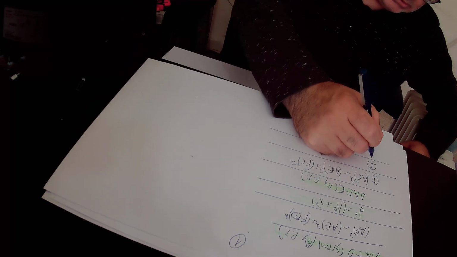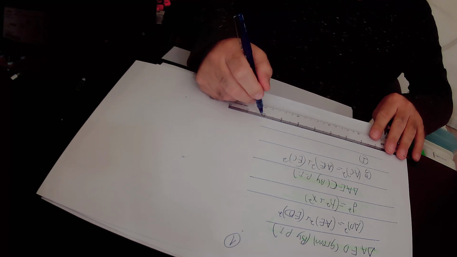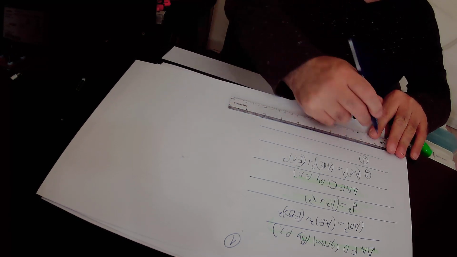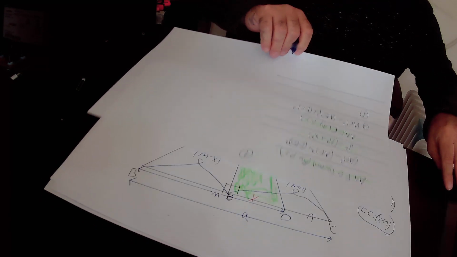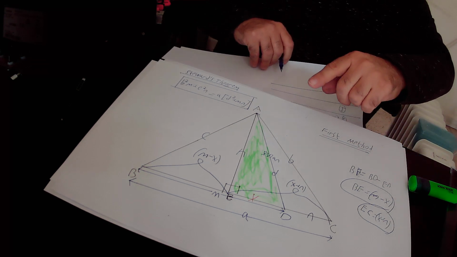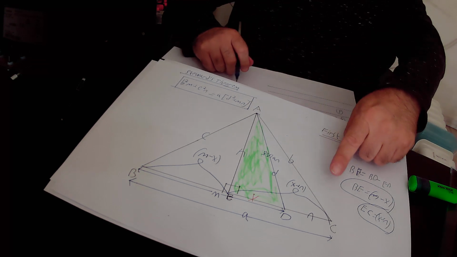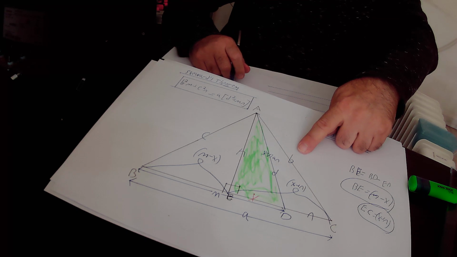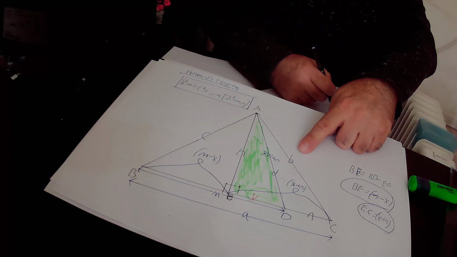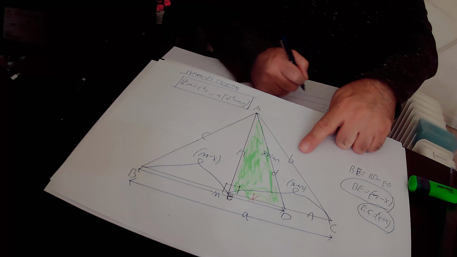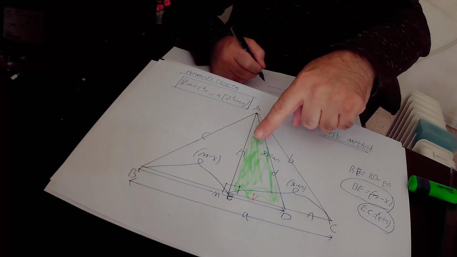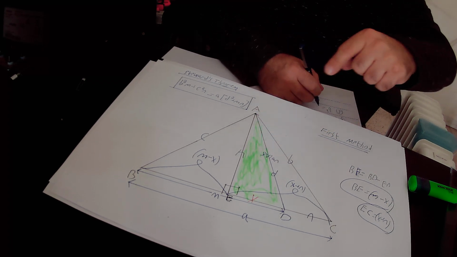So according to equation number 1, AC is B. Therefore AC squared is B squared, and it equals AE squared. AE is H, therefore AE squared is H squared.